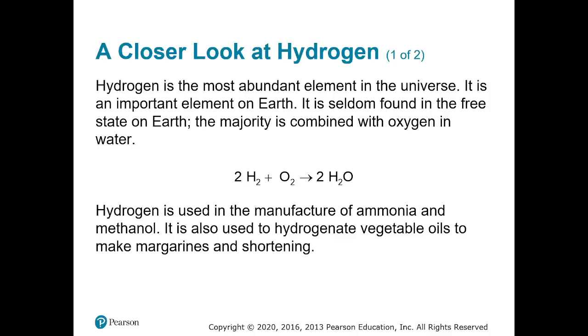So, hydrogen is the most abundant element in the universe. It's an important element on Earth. It's seldom found in the free state on Earth, however, because we just have too many things to react with it. The majority is combined with oxygen, and we'll find it in the form of water. Hydrogen is used in the manufacture of ammonia and methanol. It's also used to hydrogenate vegetable oils, of course. We can make margarines, we can make shortenings, and if we really want to get fancy, we can make peanut butter, which is definitely my favorite of those ones.